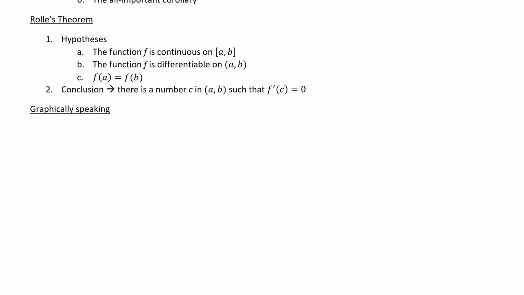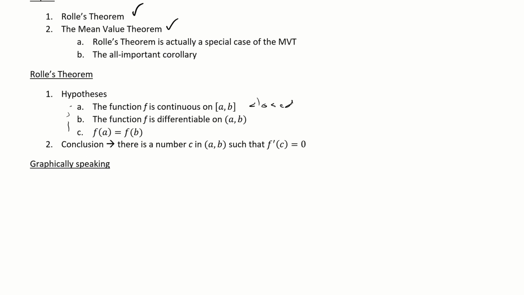Rolle's theorem says, and look at the hypotheses right here, the function f is continuous on, the hypothesis is if the function is continuous on a closed interval a, b. Notice that this is closed. And it's differentiable on an open interval a to b. Okay, doesn't have to be differentiable at the endpoints, but it does have to be continuous and differentiable. And then the third one is f of a is equal to f of b. What's the conclusion? Well, there's a number c.